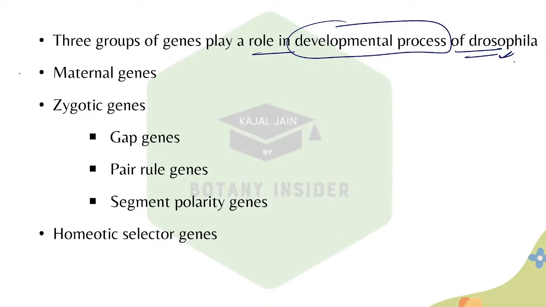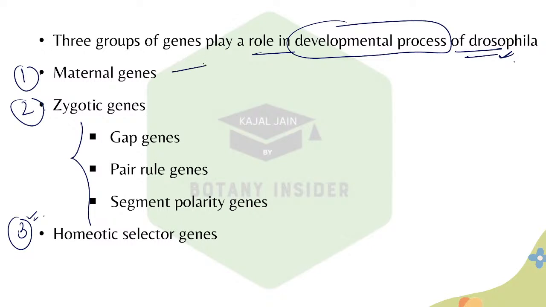The first group of genes are the maternal genes. The second group are the zygotic genes, and the third group are the homeotic selector genes. In the case of the zygotic genes, you have internally three sets of genes: the gap genes, pair rule genes, and segment polarity genes.